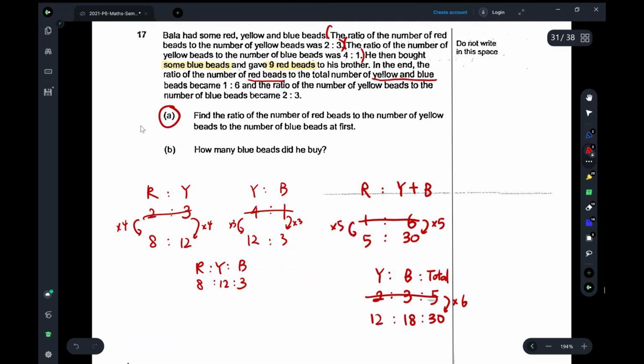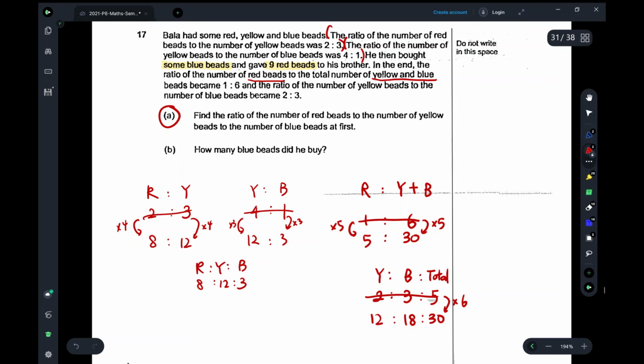Okay, which means in the end, there are a total of 35 units of bits, 5 units for red, 12 units for yellow, and 18 units for blue. Which is nice because, like what I said just now, the yellow bits did not change. And look at the ratio. The yellow bits indeed did not change. We don't have to do anything. It's already the same. Okay?